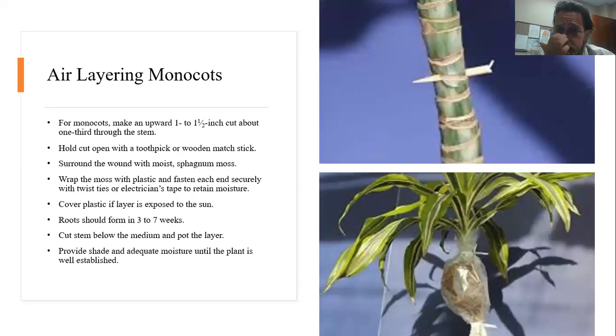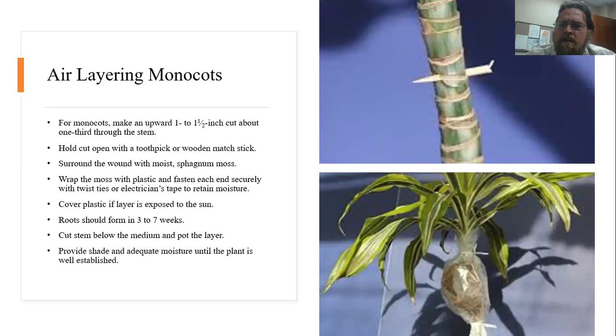For air layering monocots, we want to make an upward cut, about 1 to 1.5 inches, about 1/3 of the way through the stem. You can see a picture of that in the upper photograph there, and we want to hold that cut open. I would recommend using a toothpick or a wooden matchstick to prop that cut open to expose that area. And then you want to surround that with good moistened sphagnum moss. You don't want it to be too wet. You want to really thoroughly wet that sphagnum moss and then squeeze the water out of it, because you don't want too much water.